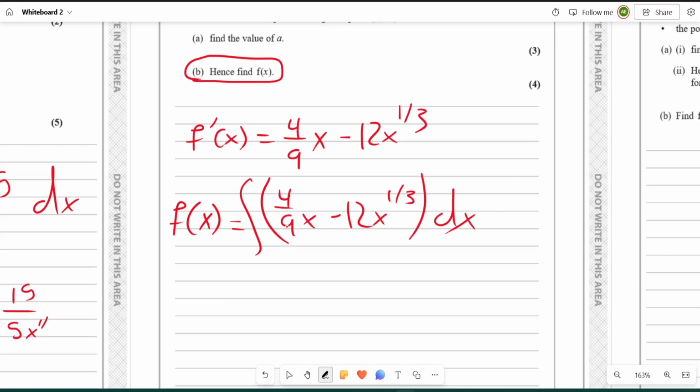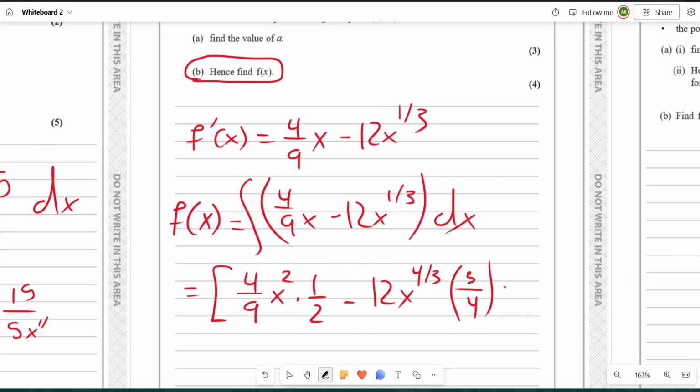So now what we will do is we will complete the integration. This is going to equal 4 over 9 x squared times 1 over 2, because add 1 to the power, divide by the new power. So I added 1, it became 2, and then divide by 2, which is the same as multiply by half, minus 12x. 1 over 3 plus 1 is basically 4 over 3. And then I need to divide by 4 over 3, which is the same as multiplying 3 over 4. And then I'm not done. This is an indefinite integral, so I have to add c over here.